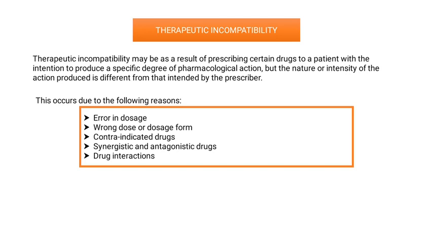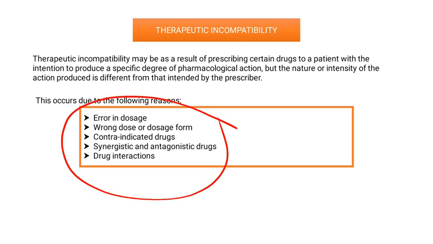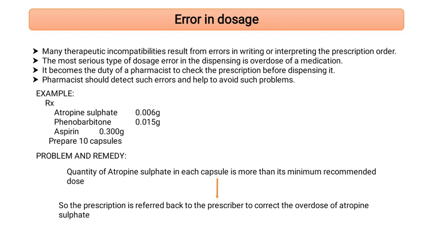Then these therapeutic incompatibilities occur in patients due to the following reasons. The first is error in the dosage, the second is wrong dose or dosage form, and then contraindicated drugs, synergistic and antagonistic drugs, or drug interactions. By these five reasons mainly the therapeutic incompatibility occurs. The first one is the error in dosage.